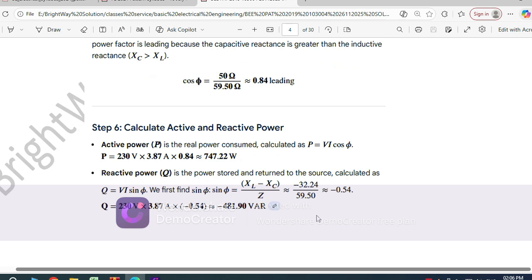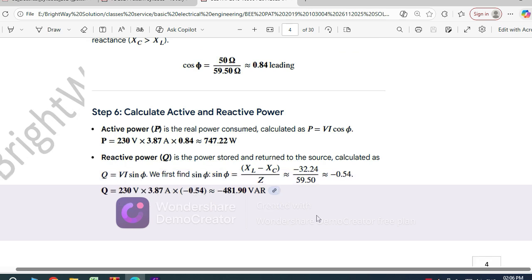Now you are going to calculate active and reactive power, step number 6. How do you calculate it? By using this formula. The formula is very important: P is equal to VI cos phi. So V is 230 volt, current is 3.87 ampere, into 0.84, which equals 747.22 watt. Here the active power unit is watt.